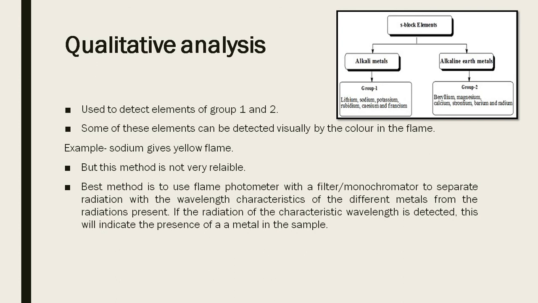So, what you can do is, instead of just visually detecting, we can use a flame photometer with a filter or monochromator to separate the radiation with the wavelength characteristics of the different metals from the radiations present. So if the radiation of the characteristic wavelength is detected, this will indicate the presence of a metal in the sample.